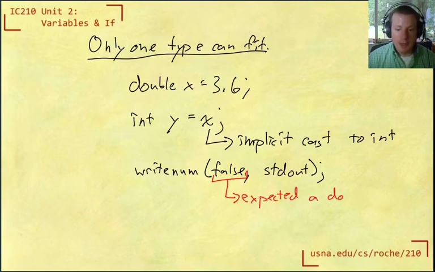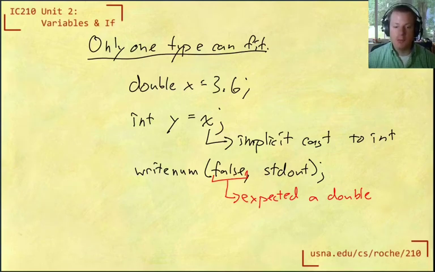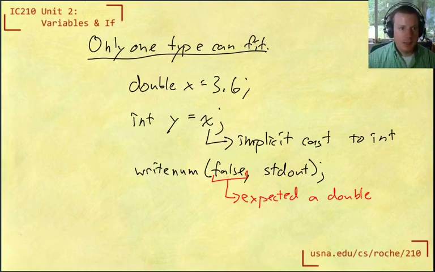And we're not going to get an error here. Instead, what's going to happen is another implicit cast, where the compiler will try to cast whatever's here to the type of what is supposed to be there for the write num function. So in this case, it'll cast this false, which is a bool, into double, which is the type that write num expects. And so that's the second kind of casting that we'll see.